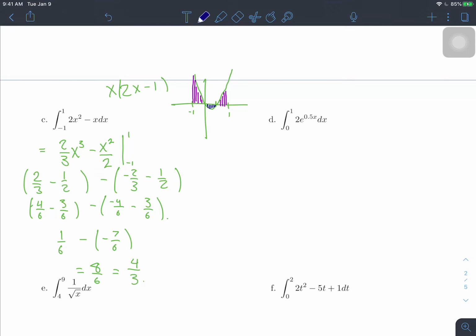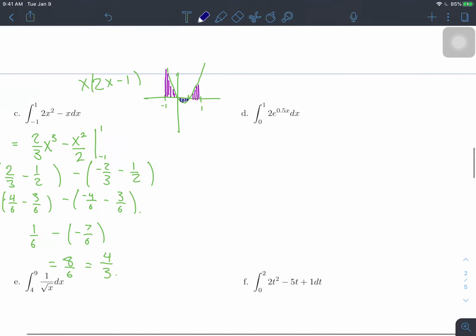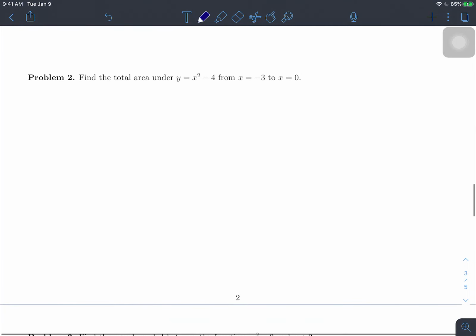And it was so easy to do. We didn't have to fool around with any rectangles. We just used the power of the fundamental theorem of calculus. Any questions about that problem? Okay. Let's see here. Maybe we should.